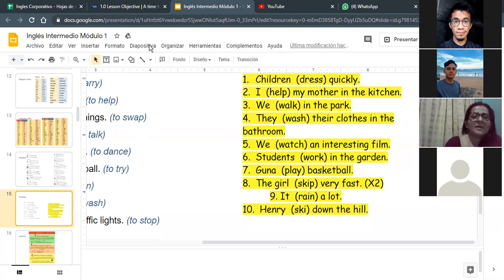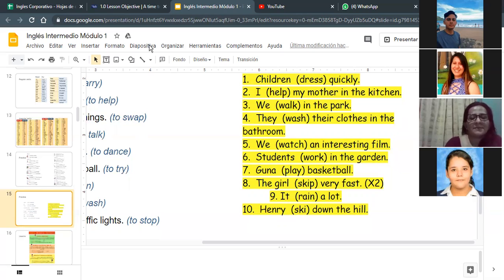Number six. Students worked in the garden. And number seven. Play basketball. Okay. Number eight. The girl skipped very fast. Number nine. It rained a lot. Good. And number 10. Henry skied down the hill. Skied. Okay, very good. Any questions before we continue?